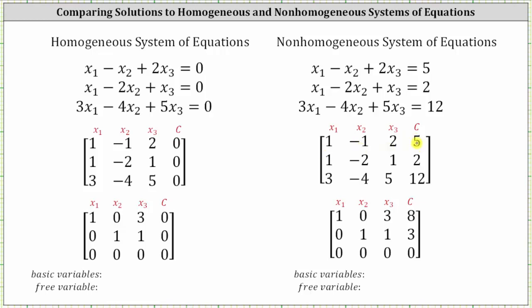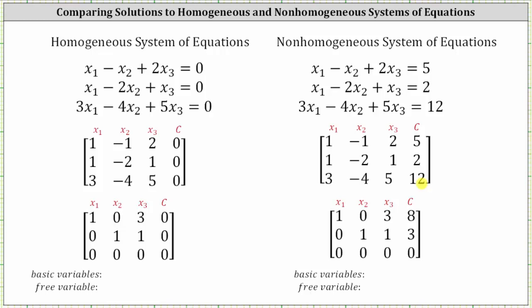So the only difference is in the fourth column, we have a 5 for the non-homogeneous system, and for the homogeneous system, we have 0. For the second equation of the homogeneous system, we have the second row of 1, negative 2, 1, 0. For the non-homogeneous system, we have 1, negative 2, 1, and then 2. For the homogeneous system, the third equation gives us the row 3, negative 4, 5, 0. For the non-homogeneous system, the third row is 3, negative 4, 5, 12.